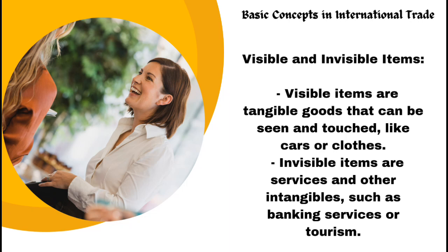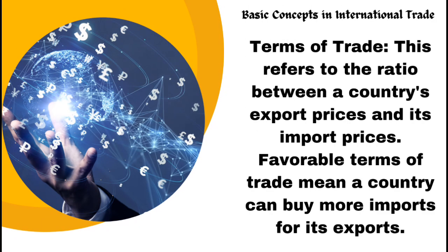Under visible export, these are tangible goods sold to other countries. That means these are tangible products, physical products that can be touched. Crude oil, cotton, palm oil. While invisible export, these are goods that are not tangible. These are services sold to other countries, like Nigeria selling banking, insurance, transport to other countries.